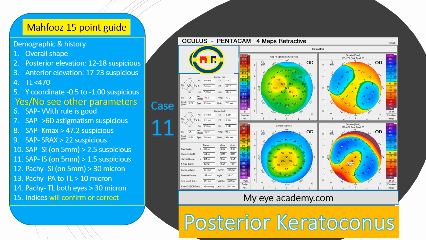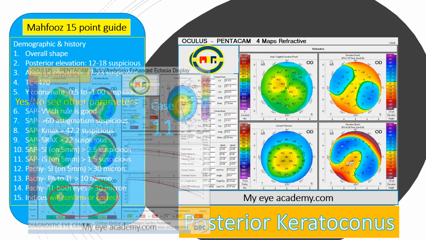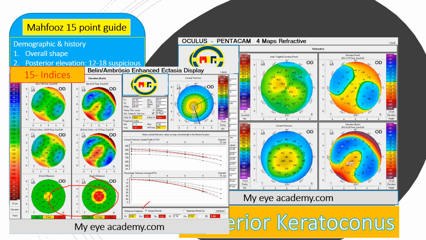So now we need to confirm or correct it with the indices. Look at the indices. Look at that. D back, which is the posterior elevation, and DP, which is the pachymetric progression, are both within the abnormal range, which makes the total D in the red. So it confirms it's a posterior keratoconus. So this case emphasizes the importance of posterior elevation, as this patient had all the normal parameters except the posterior elevation, and still we diagnose it as a keratoconus.